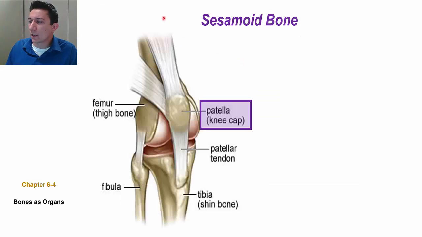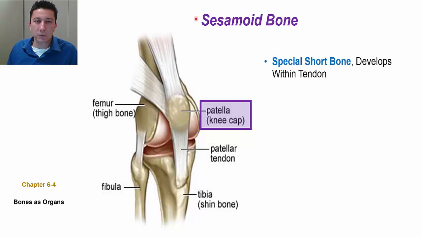I want to talk here briefly about a special type of short bone that's called a sesamoid bone. A sesamoid bone is a special type of short bone that develops within the tendon of a muscle. Often you get muscle tendons that cross joints, and a small bone develops within that tendon to help the tendon glide over the joint. The sesamoid bone helps prevent damage to that tendon as it glides over that particular joint.